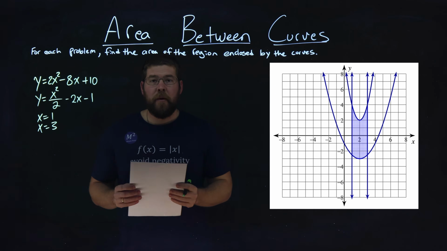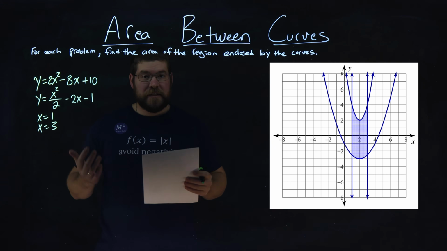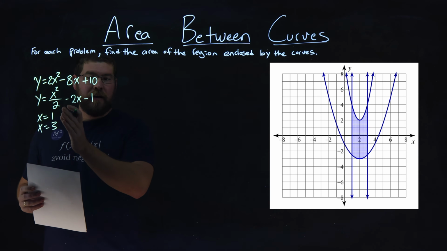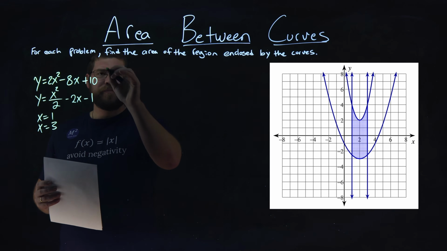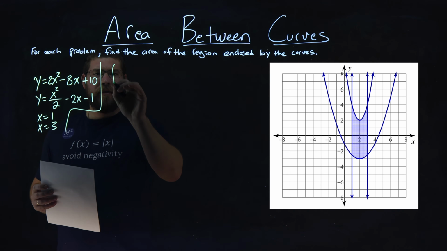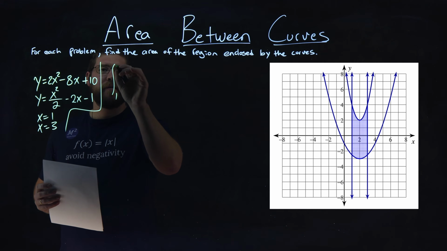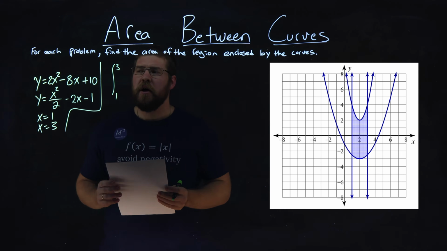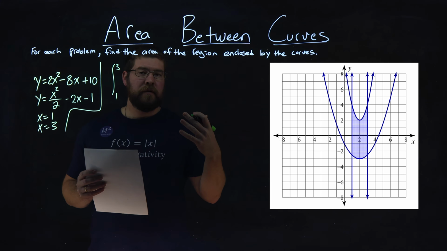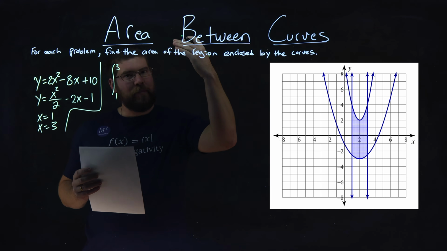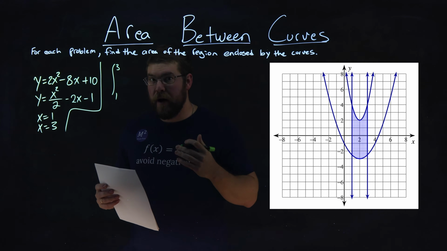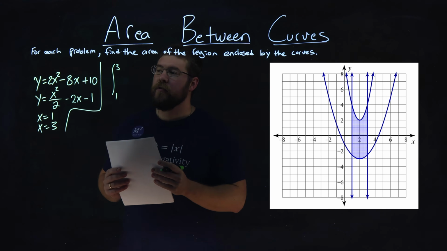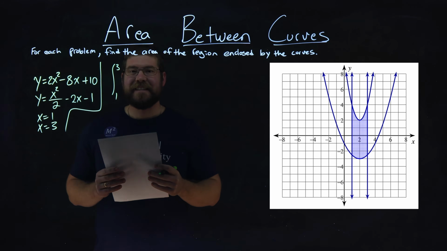So we need to set up really just a large integral here. They tell us it's from x equals 1 to x equals 3, so we have our integral from 1 to 3. Now we want to find the area between curves. We want to take the upper equation, the equation on top, minus the equation on the bottom. Our top equation clearly is our first one, 2x squared minus 8x plus 10.